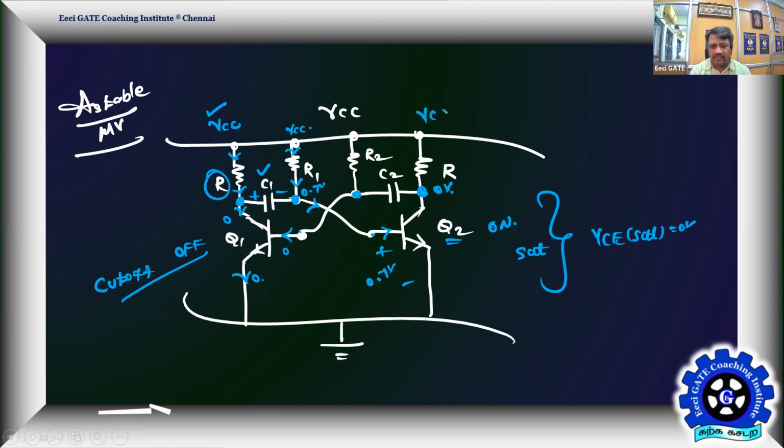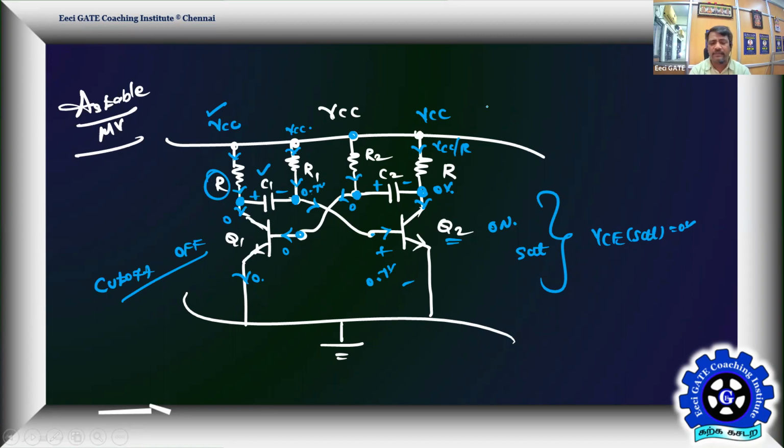This is VCC. There will be a current of VCC by R in this, but that is the current in the collector, and it is not the current going through C2. Since there is no current here, the capacitor C2 will charge via R2 C2. This is plus and minus. So this is going to be the potential at the base of Q1.